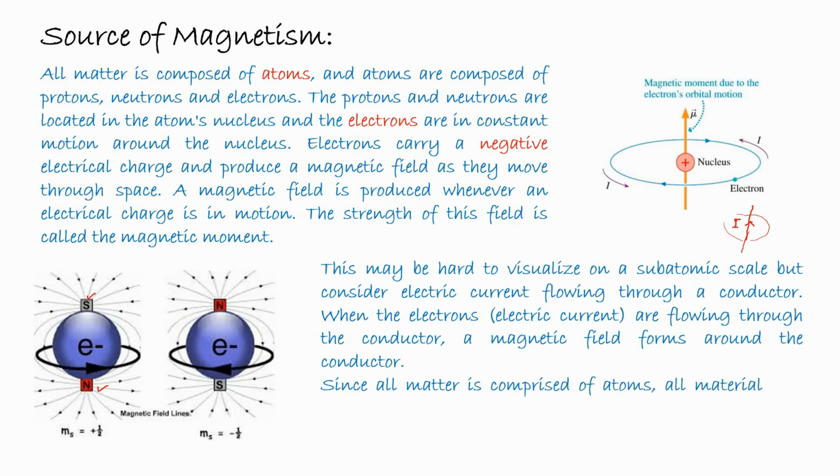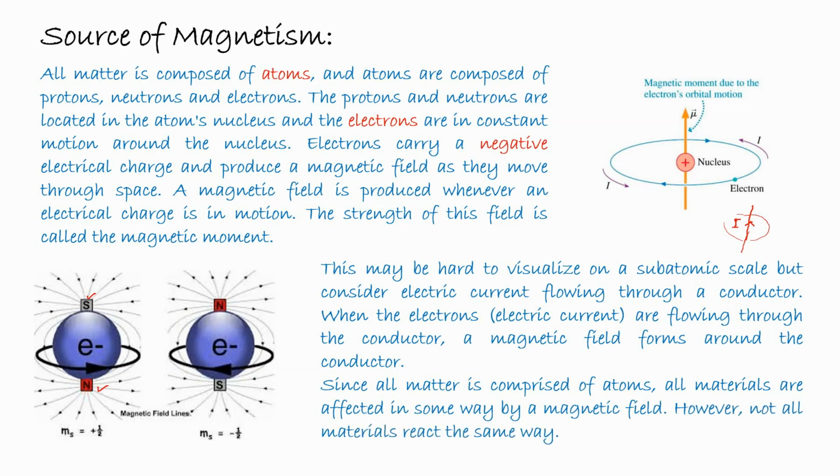Since all matter is composed of atoms, all materials are affected in some way by a magnetic field. However, not all materials react the same way. Because of their atomic structure, because of their number of electrons, number of free electrons, their behavior will be different.